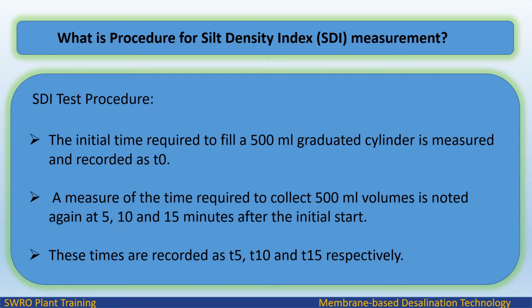What is the procedure for Silt Density Index (SDI) measurement? SDI test procedure. The initial time required to fill a 500 ml graduated cylinder is measured and recorded as T0. A measure of the time required to collect 500 ml volumes is noted again at 5, 10 and 15 minutes after the initial start. These times are recorded as T5, T10 and T15 respectively.